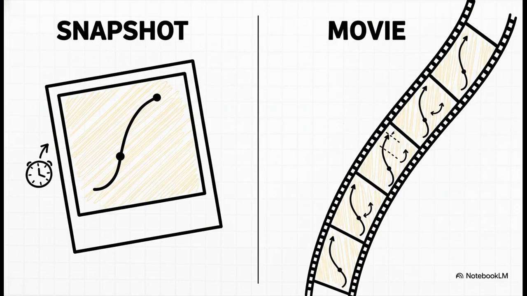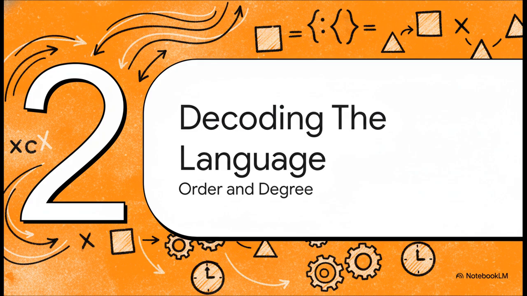A simple equation, something like y equals x squared, gives you the position of a point. It's a snapshot. But a differential equation? That gives you the whole movie. It doesn't just tell you where something is. It tells you its velocity, its acceleration, the entire path it's taking. It's the full story. And just like any language, this one has its own grammar.